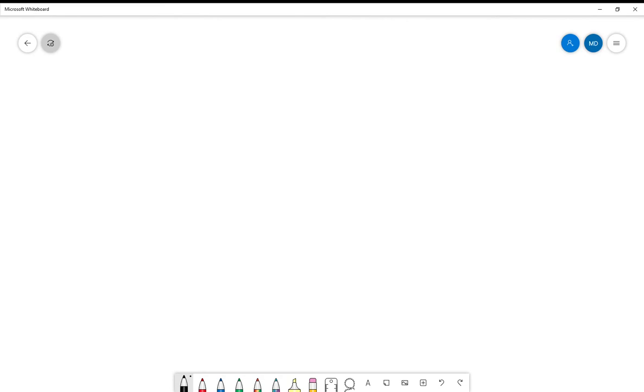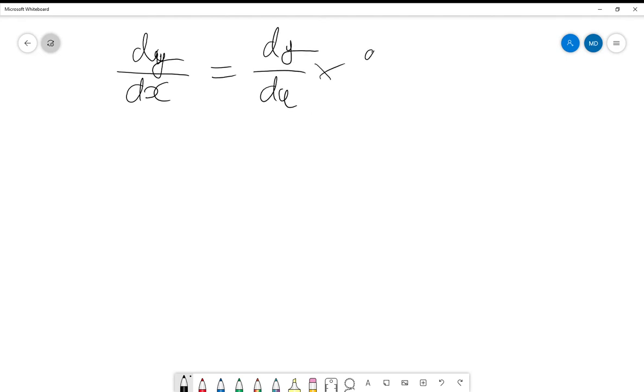Now, what is the chain rule? The chain rule tells us that dy by dx is equal to dy by du multiplied by du by dx. And I justified this last time by cancelling out the du's, treating them like fractions, and look, it kind of makes sense. But that isn't formal. That's not mathematically justified because derivatives are not fractions.